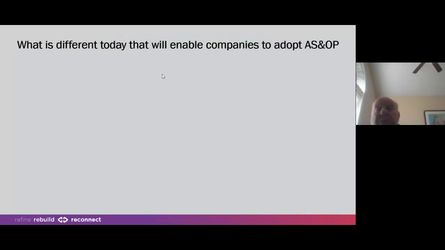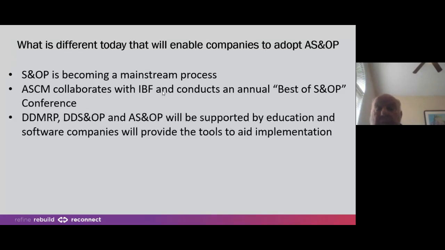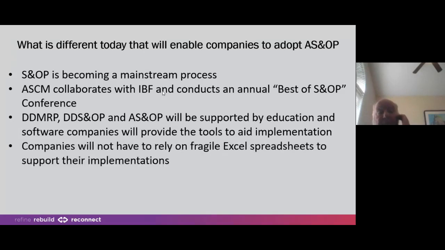So what's different today that will enable companies to adopt Adaptive S&OP? Well, S&OP is more of a mainstream process than it was when we introduced it back in the 1980s. ASCM collaborates with IBF and conducts an annual Best of S&OP conference. I'm hoping that will start to talk about Adaptive S&OP. There'll be education, and software companies will provide the tools to implement. This did not exist back in the 80s. Companies won't have to rely on fragile Excel spreadsheets to support their implementations.